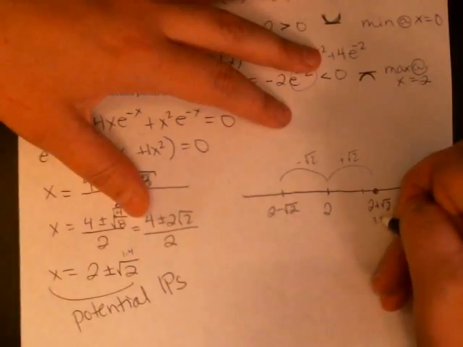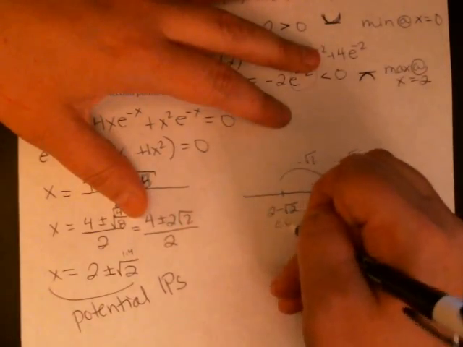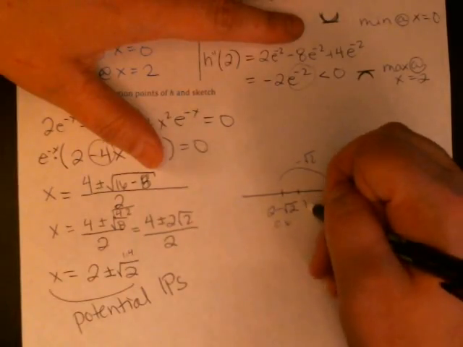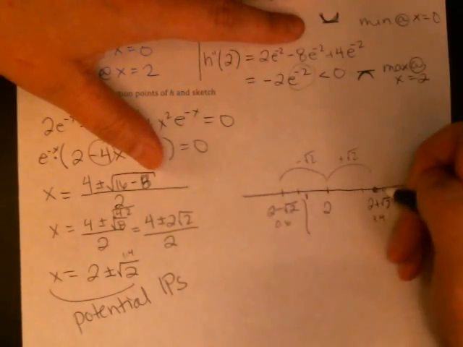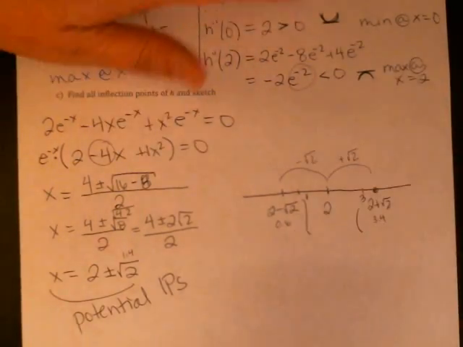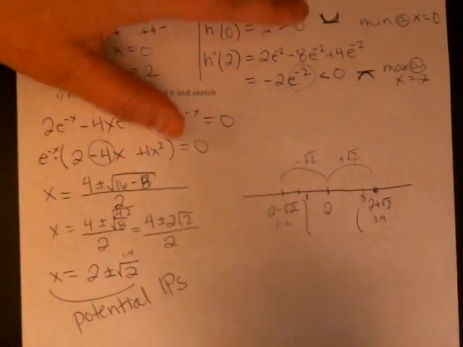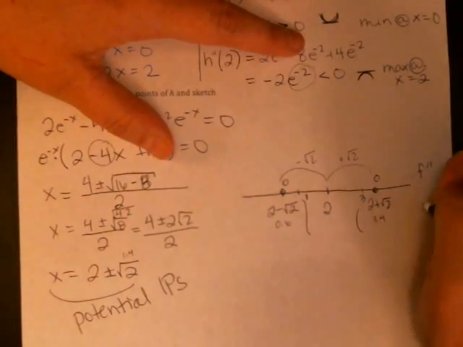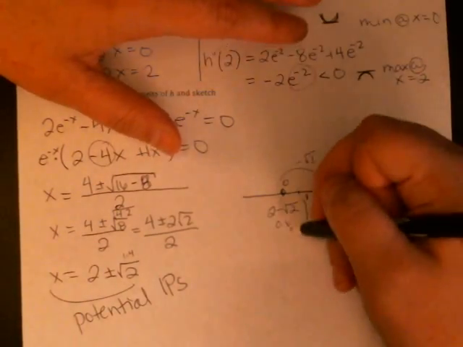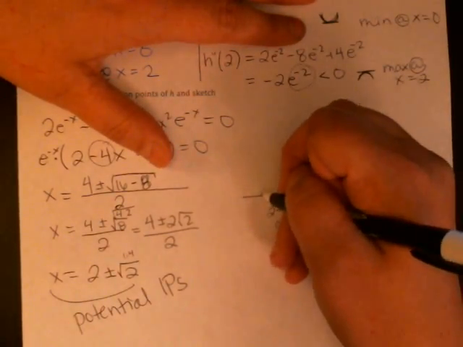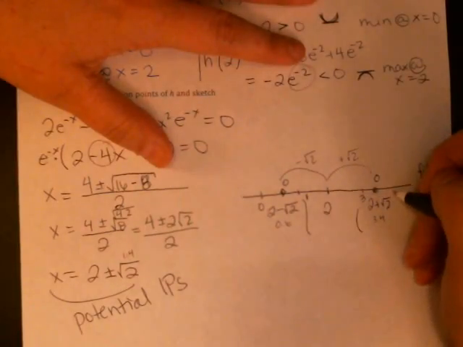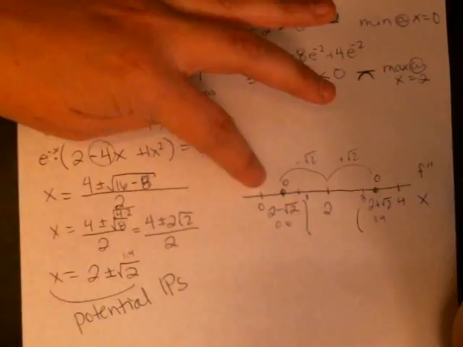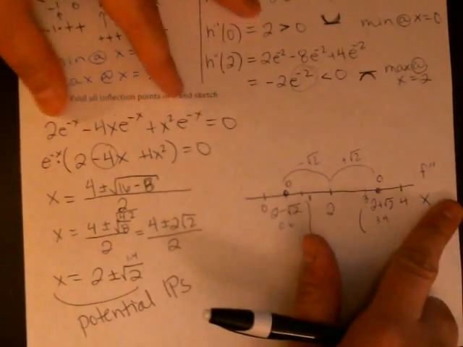So this is around 3.4, and this is around 0.6, which means I could plug in 1 and I could plug in 3 to figure out what's happening there. Okay, so hold on, this is a second derivative. This is f double prime. And I could plug in 0, and then on this side, I could plug in 4.